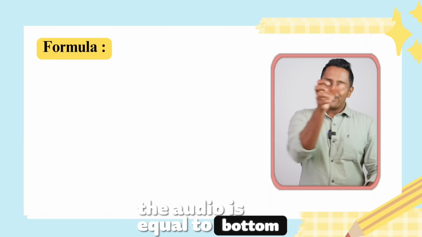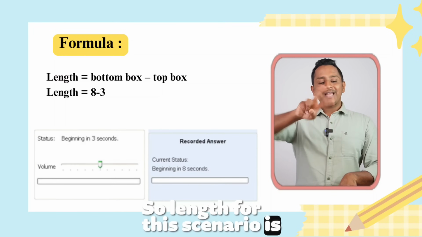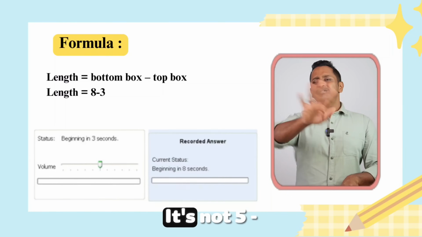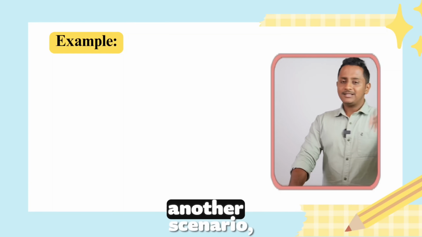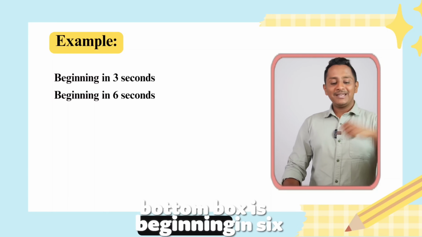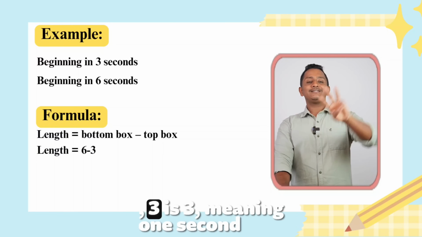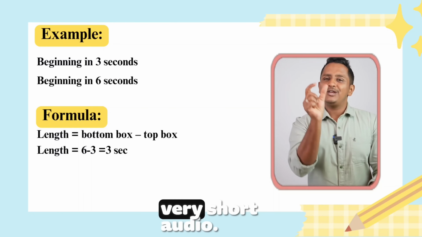So the formula is the length of the audio is equal to bottom box minus top box. So length for this scenario is 8 minus 3 is 5-second audio. It's not 5, minus 1 you can do, it's a 4-second, still a lengthy one. For example, another scenario, if it says beginning in 3 seconds in the top box and the bottom box says beginning in 6 seconds. Now length is 6 minus 3 is 3, meaning 1 second delay will be there. So 2 seconds is the length, means a very short audio.